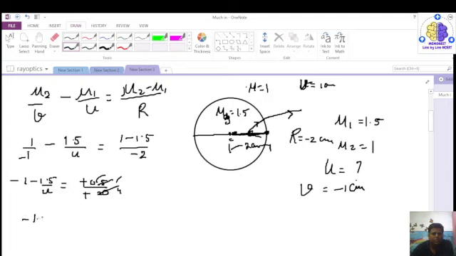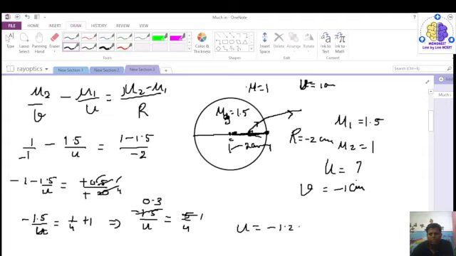So what we are finally left with is minus 1.5 upon u is equal to 1 upon 4 plus 1. This implies that minus 1.5 upon u is equal to 5 by 4, right? So from here we get u is equal to minus 1.2 centimeter, right? So the correct answer for this is minus 1.2 centimeter.